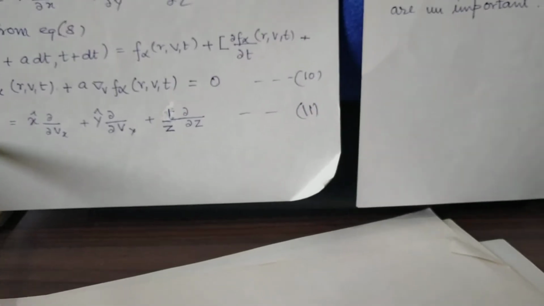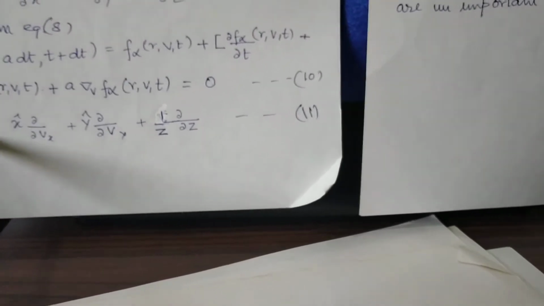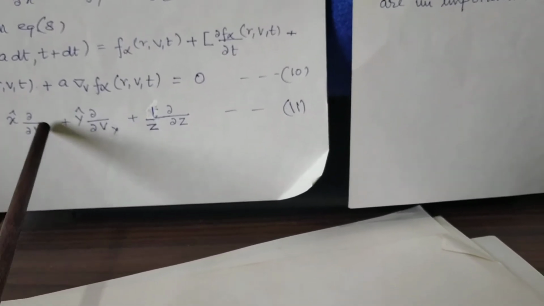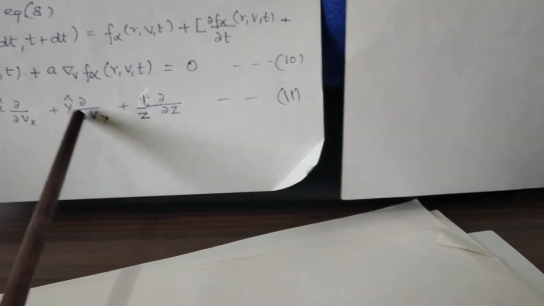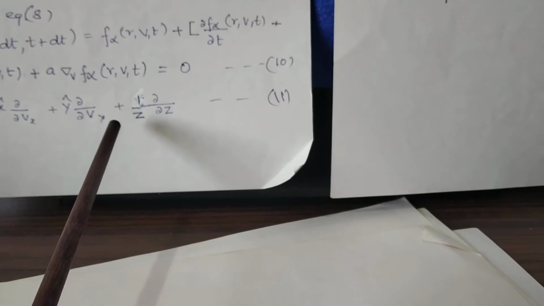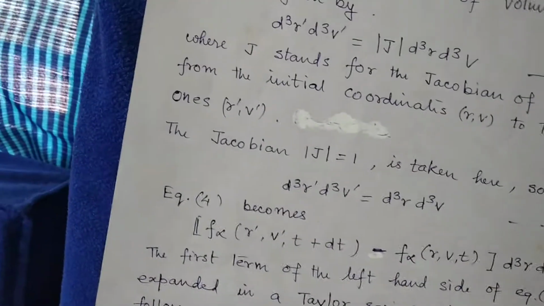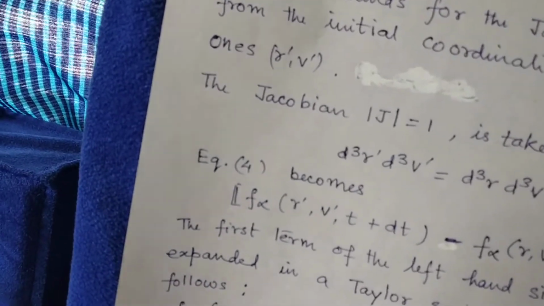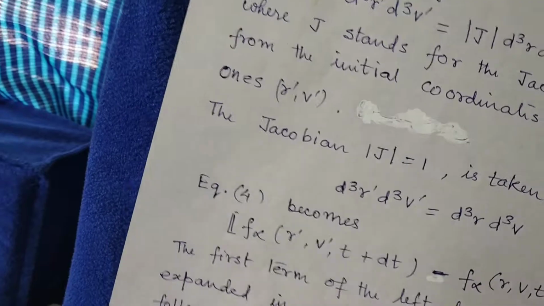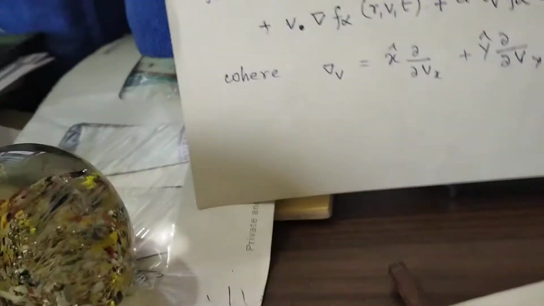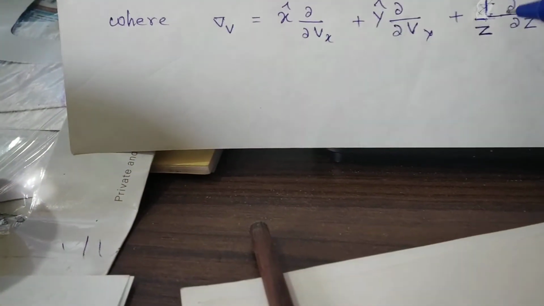Now we have also used del_v equal to x̂ ∂/∂v_x plus ŷ ∂/∂v_y plus ẑ ∂/∂v_z. It will be ẑ, and ∂/∂v_z, not 1 by z.